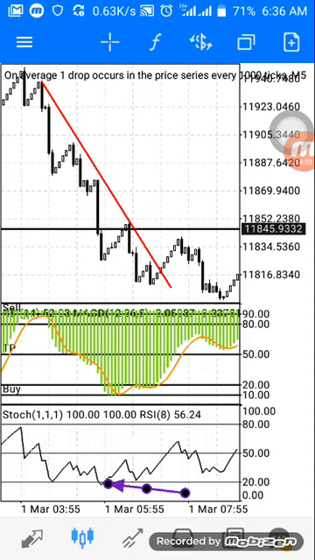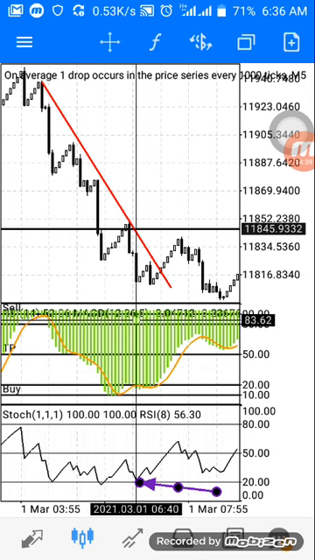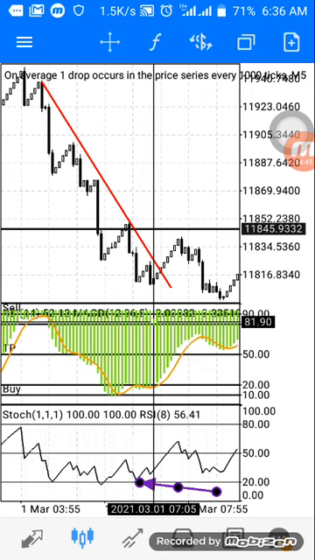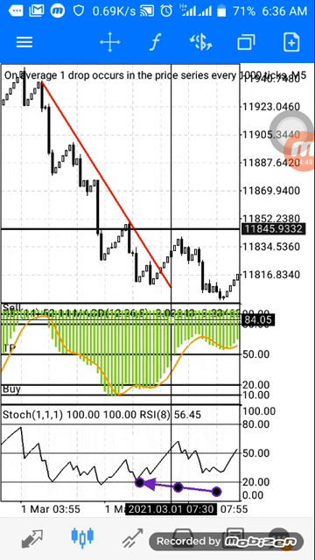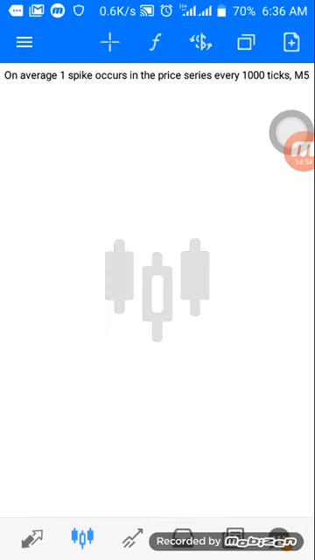Okay, also we had another entry, guys. Another entry here. This spike happened here. We enter here, 1, 2, 3. If it had caught us here, we should have waited, and look at it. It gave us boom, guys. So check boom 1000 for 1000.